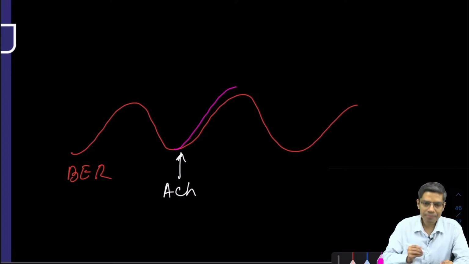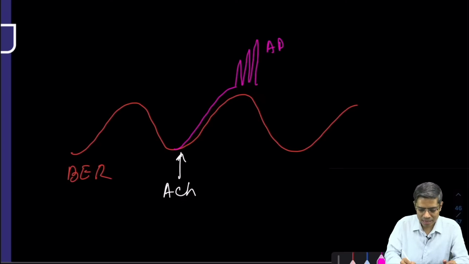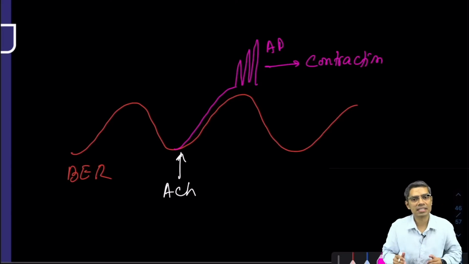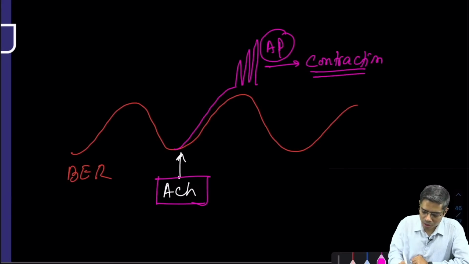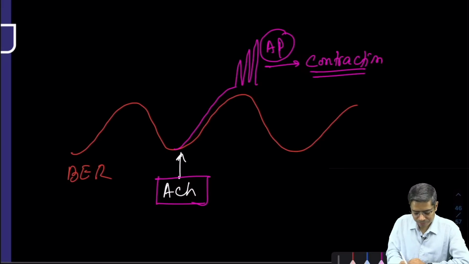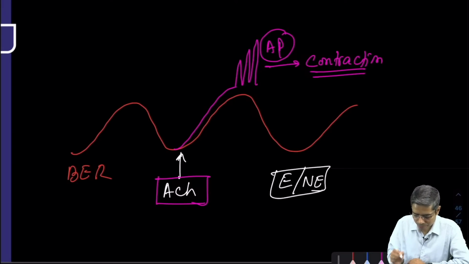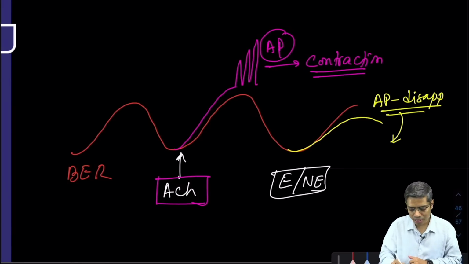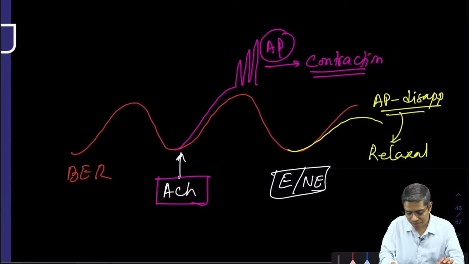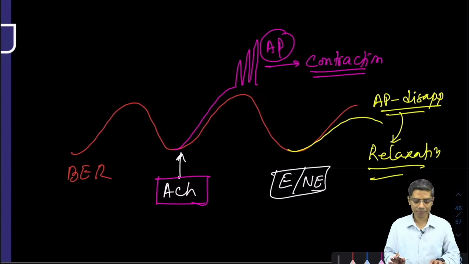This BER will cross the threshold, and whenever BER is crossing the threshold, it will produce a few action potentials, and these action potentials will cause contraction of the GI muscles, and contraction means there will be more tension in the GI muscles. So, whenever you give acetylcholine, action potential will appear and contraction of the GIT will appear. If you give epinephrine or norepinephrine, what will happen? This BER will go below the threshold voltage and action potential will disappear, and whenever the action potential is disappearing, contraction is not seen, means there will be full relaxation of the GI muscles. So, this is the basic concept that you require to answer this question.